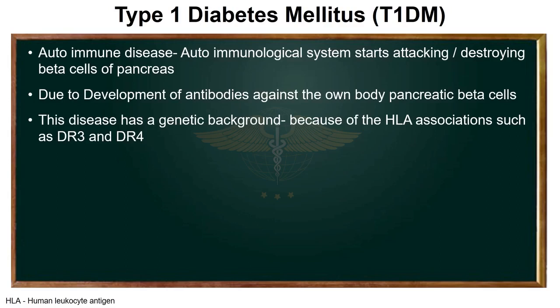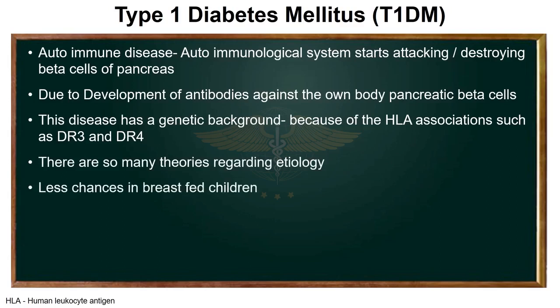The exact etiology of why some people get it is unclear. All the people with the HLA association need not get it, and there are so many theories. Some have said that in breastfed children the chance of getting type 1 is much less compared to feeding by cow's milk, because some of the antigens in cow's milk may be antigenic to the child, and the child's immunological system may react with production of antibodies, which may go and destroy the beta cells of the pancreas. That is one theory. There are so many theories, but nothing has been absolutely confirmed.